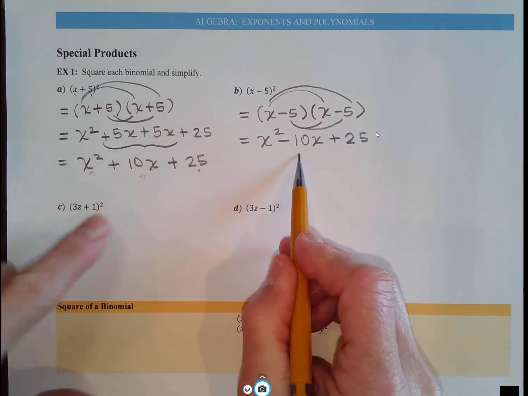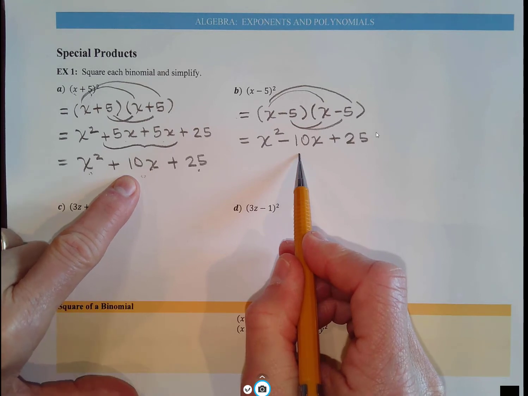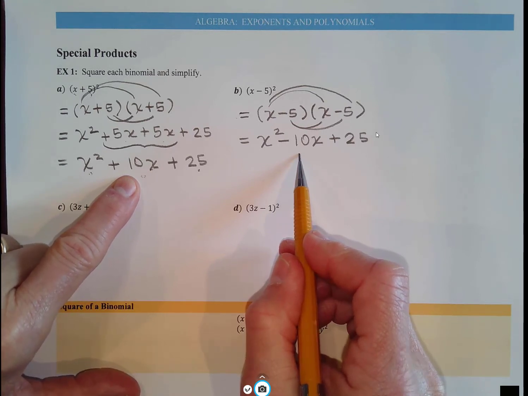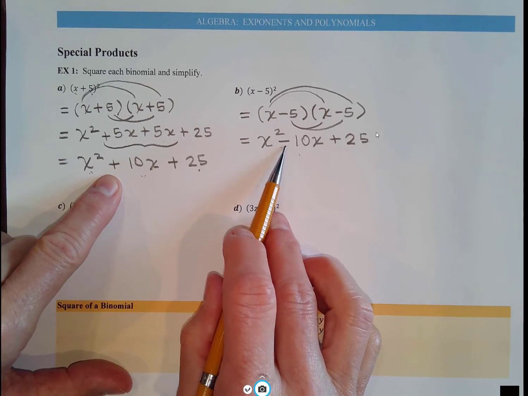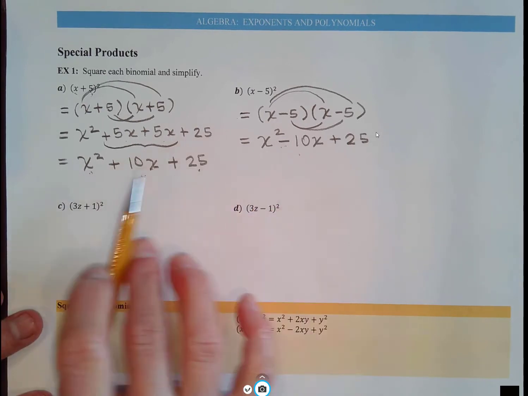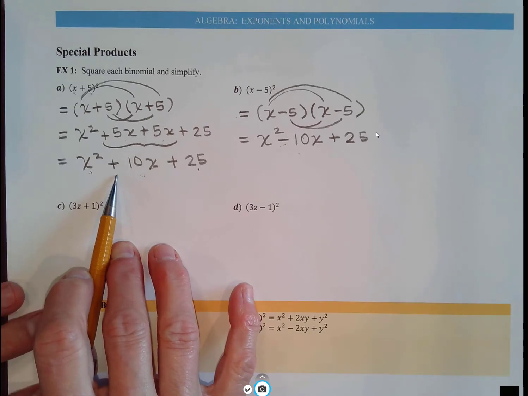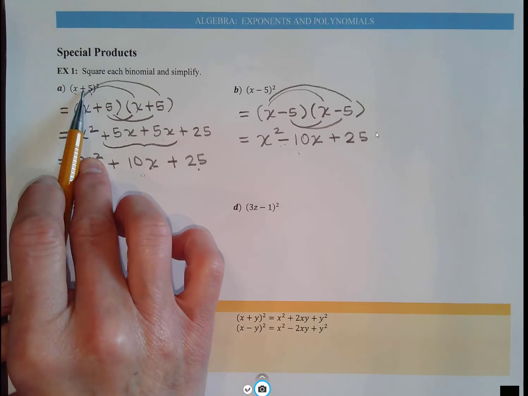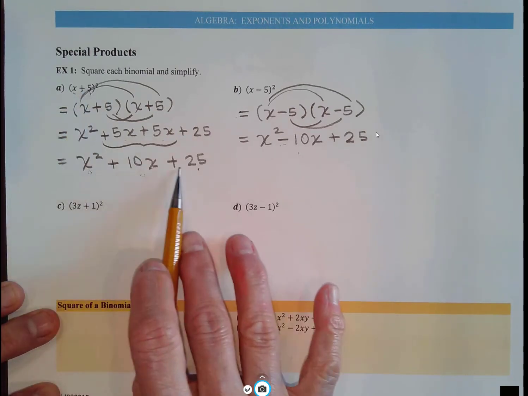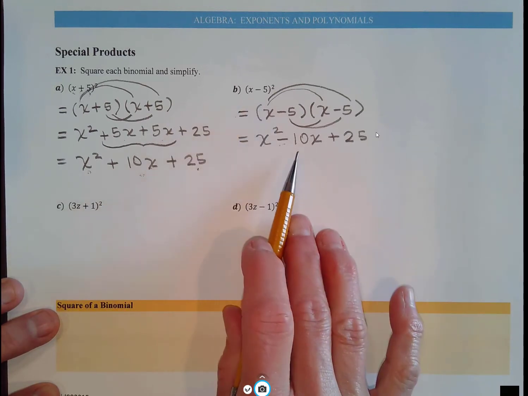Notice how this perfect square trinomial compares to the perfect square trinomial from part A. The only difference is that we have a minus 10x as our middle term compared to a plus 10x as a middle term for part A. And that's a result of the sign in between. If it's x plus 5 quantity squared, all terms are positive. If we have x minus 5 quantity squared, that middle term will be negative.